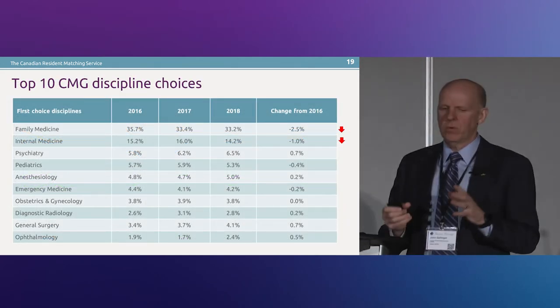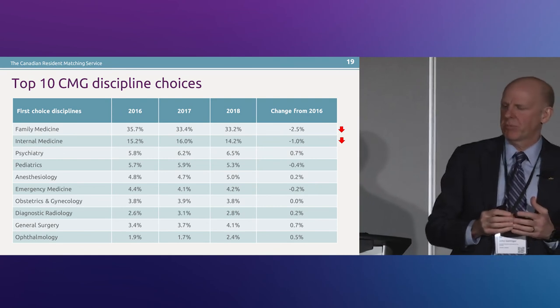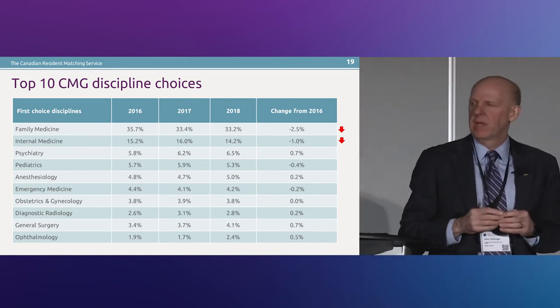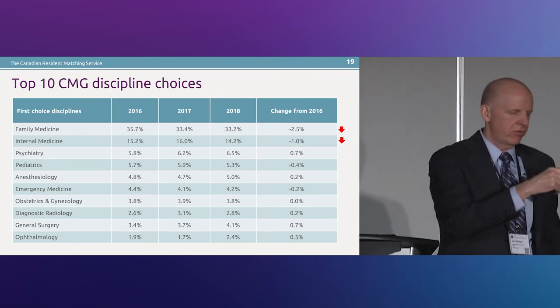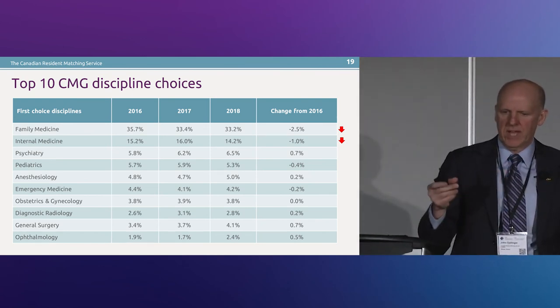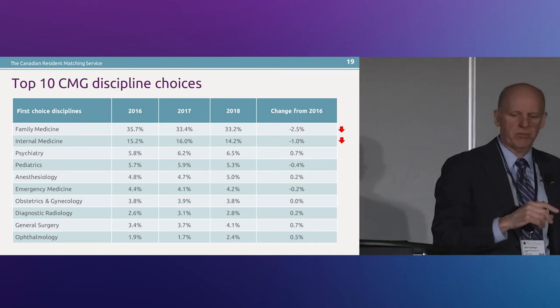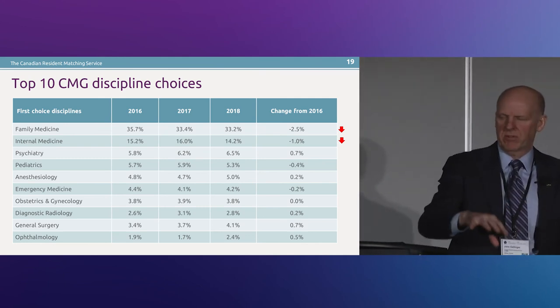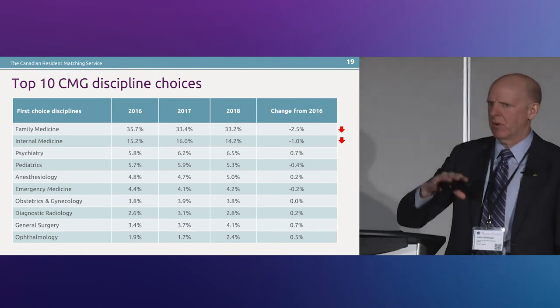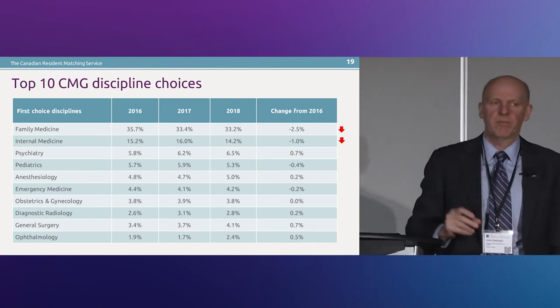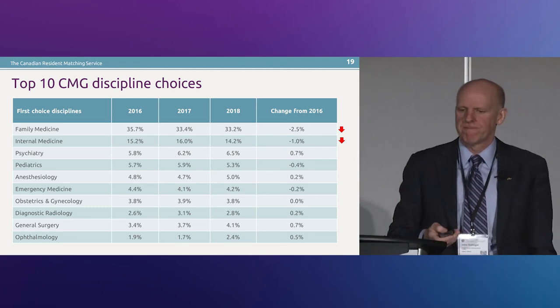This is a view of the top 10 discipline choices for CMGs for the last 3 years. And again, you'll see, as reflected in the previous slide, down 2.5% just in the last 2 years. 2015, as I mentioned earlier, was 39%. So you'll get a sense of that relative shift amongst the various disciplines that are the top 10 for Canadian medical graduates.